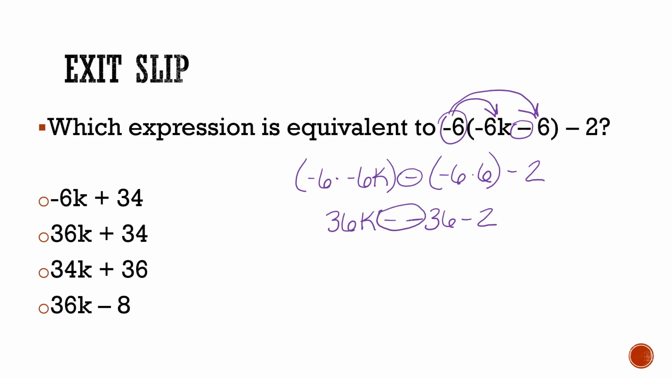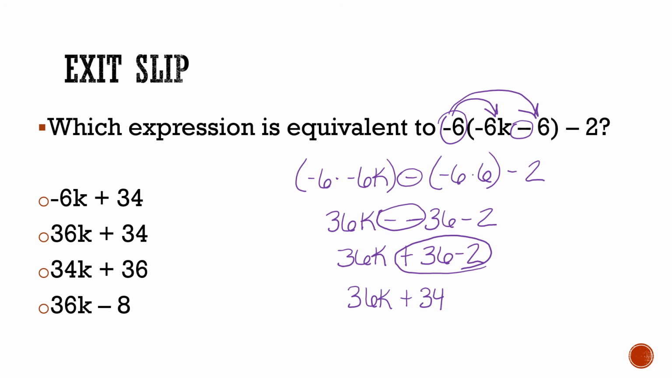So I'm going to need to simplify with my socks here. So that's going to be 36k. Those are matching socks. So plus 36 minus 2. So we can't add or subtract anything with this 36k. However, we can combine 36 minus 2, which is positive 34. So you should get 36k plus 34, which is answer choice B.